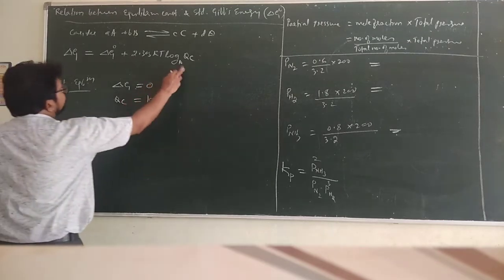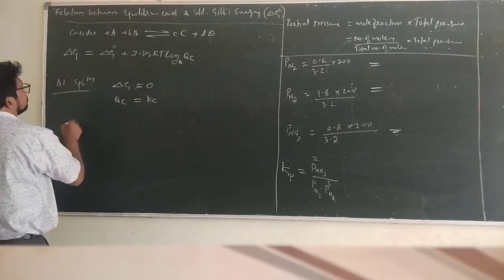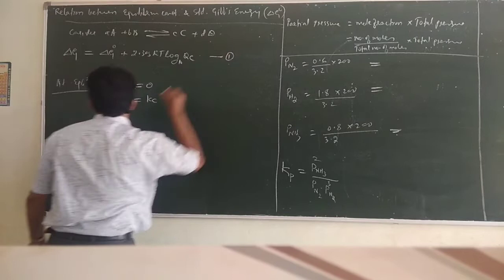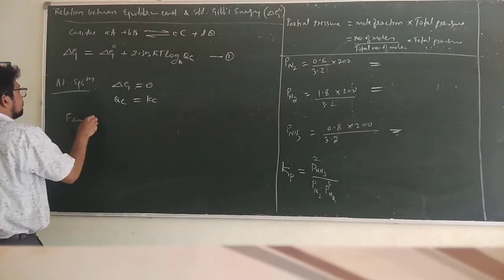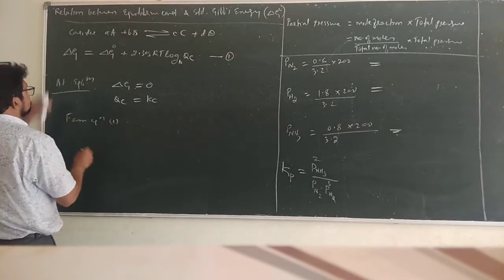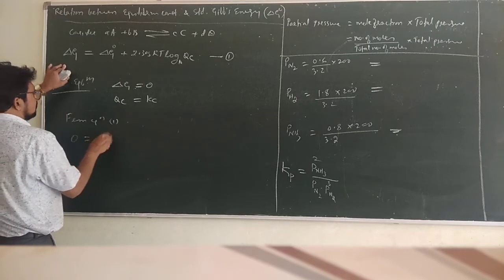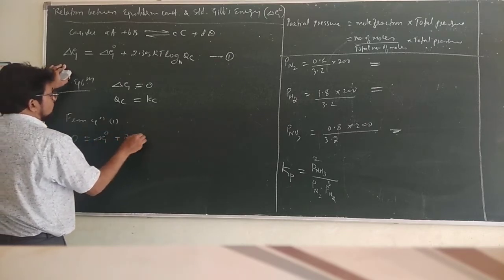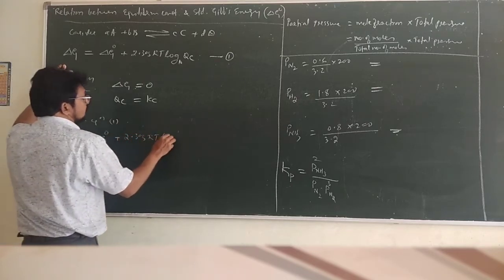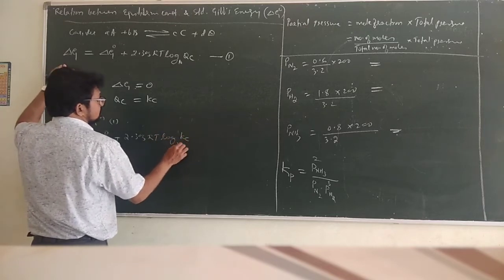Now if you substitute that in the isotherm, you can call it equation 1. So from equation 1 what will happen? From equation 1, 0 equals delta G naught plus 2.303 RT log. Now Qc is Kc.